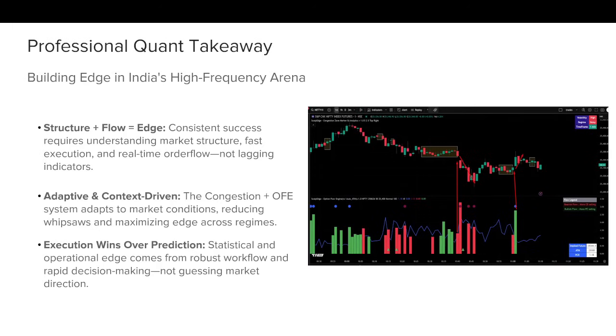Second, it is adaptive and context driven. So these two indicators basically adapt to market conditions, reducing whipsaws and maximizing edge across regimes. Number 3, execution wins over prediction. So statistical and operational edge comes from robust workflow and rapid decision making, not guessing market direction.